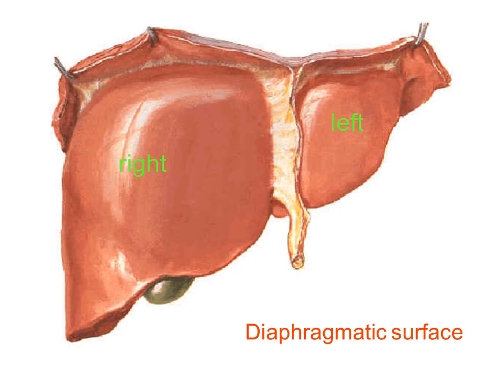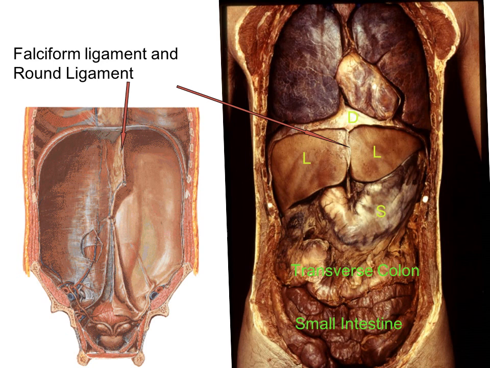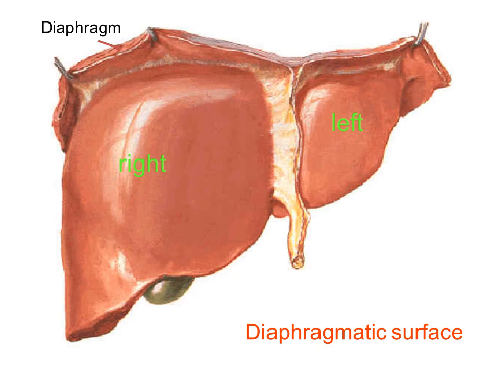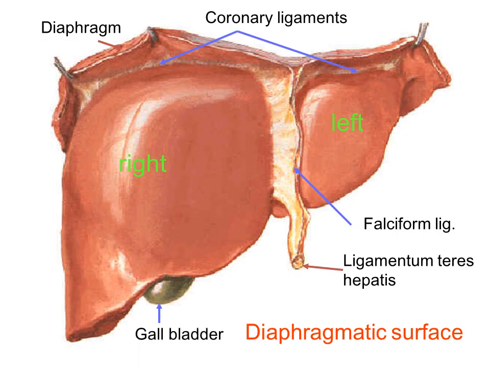Here, this is the left lobe of the liver, and you can see the falciform ligament containing the ligamentum teres hepatis, which is the remnant of the left umbilical vein in the embryo. Here is also the falciform ligament again, and the round ligament. Here, the falciform ligament containing the ligamentum teres, and also appearing here the coronary ligaments, right and left, and also the gallbladder, the fundus of the gallbladder.